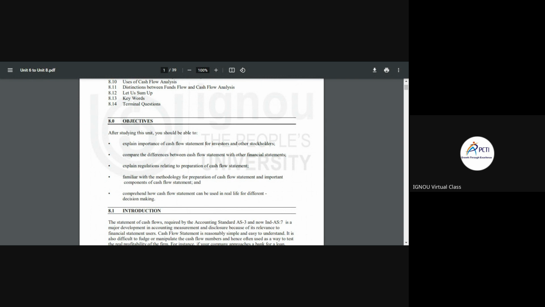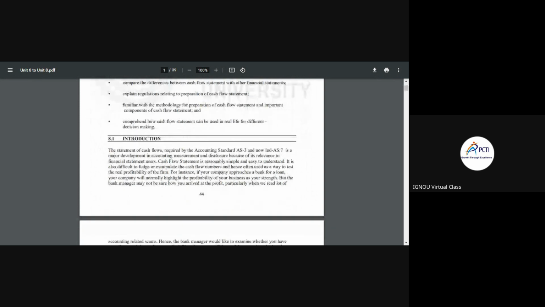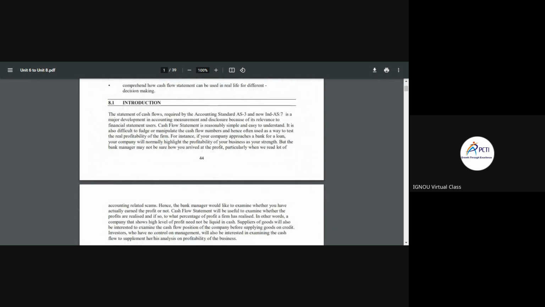So in the introduction, cash flow statements are required to be made according to Accounting Standard 3, and now we have Indian Accounting Standards also. According to the Indian Accounting Standard, it will be 7, an accounting standard which is generally accepted all over the world. In that accounting standard, cash flow will be as AS 3, and in the Indian Accounting Standard, it is shown in Ind AS 7.